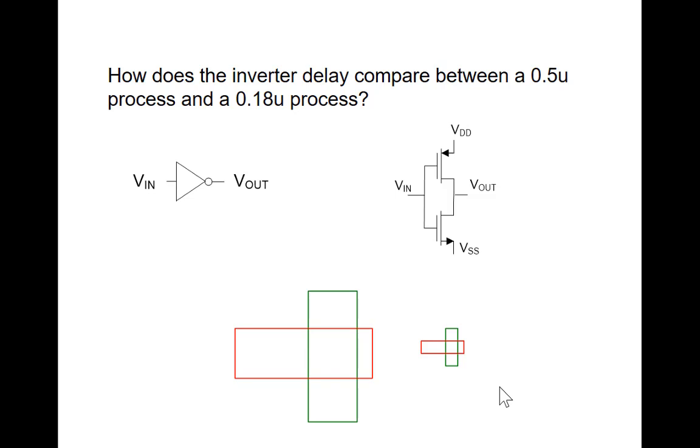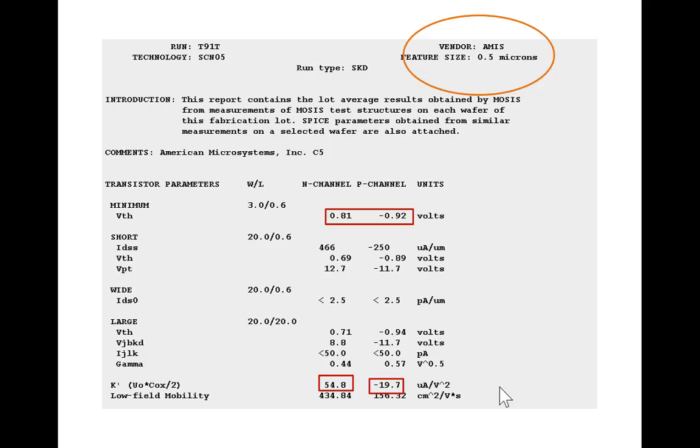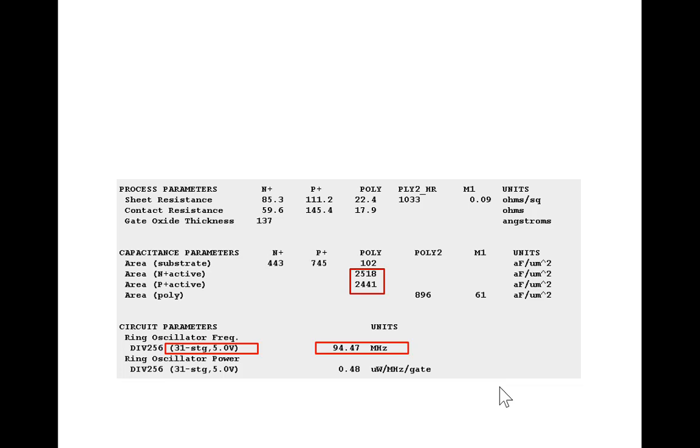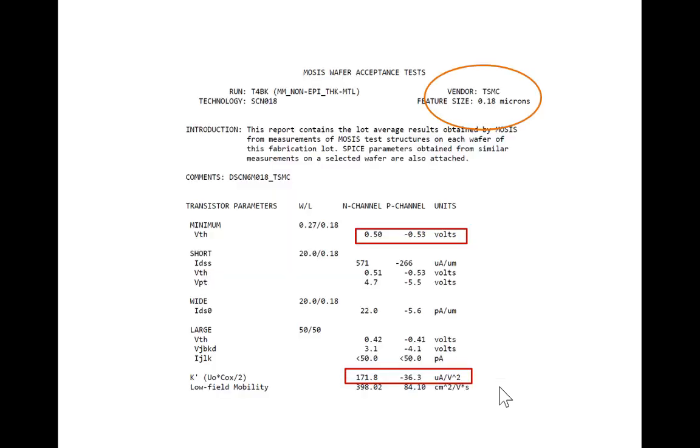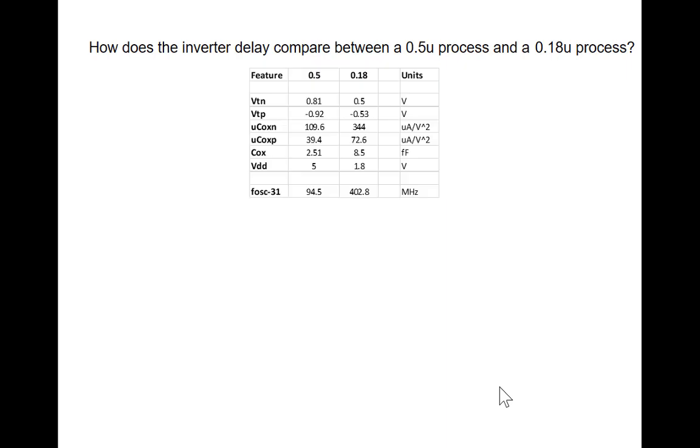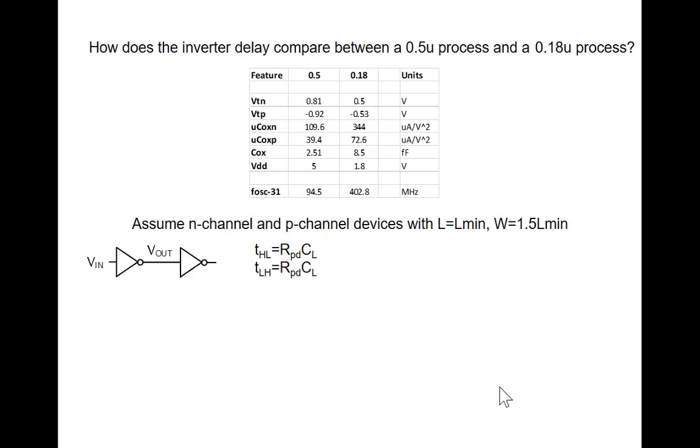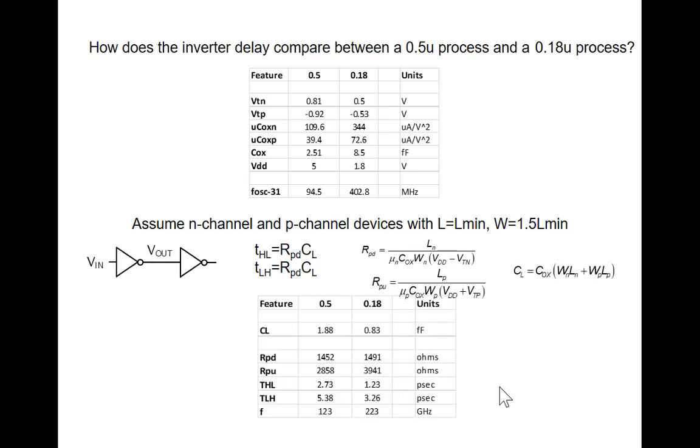Got a quick question. How does an inverter delay compare between a 0.5 micron and a 0.18 micron process? So we can go to a 0.5 micron process, pick out the threshold voltages, pick out mu Cox, and we do the same thing for a different process. And so what I've got is the threshold voltages and the mu Cox's for these two different processes. If you look at T high low and T low high, they're all R pull down and R pull up times CL. At the beginning of the period, we talked about what the R pull up and R pull down are. So we can calculate what R pull up and R pull down are for the 0.5 micron process and for the 0.18 micron process.